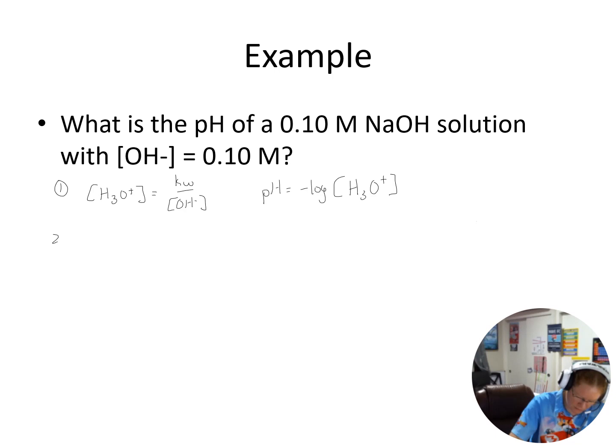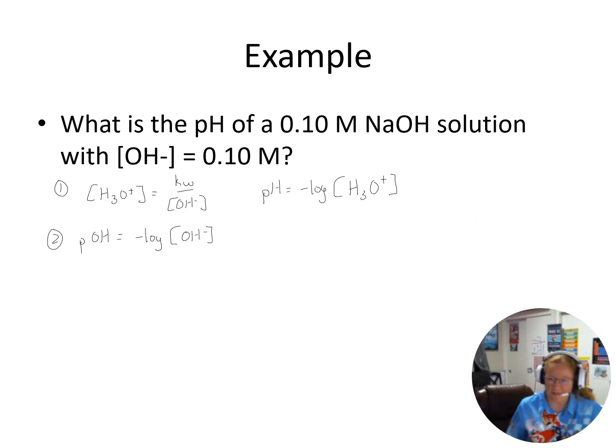Or method 2, I can go in a different direction, because remember that loop, there are 2 ways we could take. So method 2, I can do the pOH is equal to the negative log of the hydroxide. And then remember, pH plus pOH equals 14. So if I know the pOH, I can do 14 minus pOH to get the pH. Both of these work. I'm going to do method 2 because we've calculated Kw once before, so we can practice this method right here.